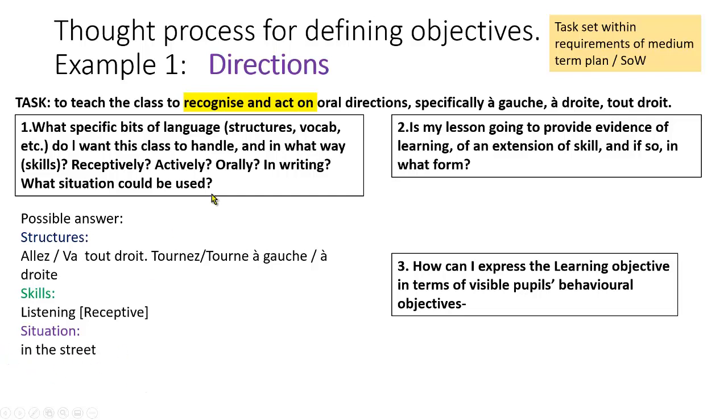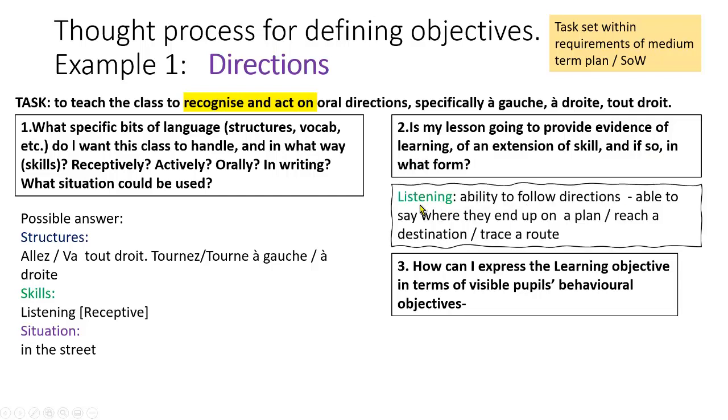And the situation, well, I think most people would say it's often in the street. It could be that somebody has another situation of telling people what to do in a big building, how to get around to school. You can think of your own situation for that. Worthwhile thinking, is it going to provide evidence of learning, of an extension of skill, and if so, in what form? Well, it will be particularly the listening, the ability to follow directions, able to say where they end up on a plan or reach a destination or trace a route.